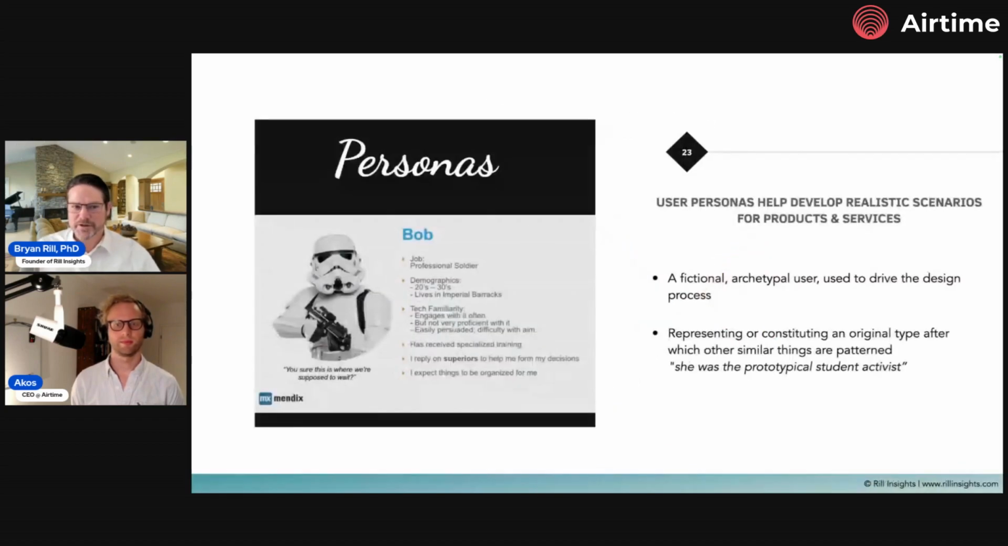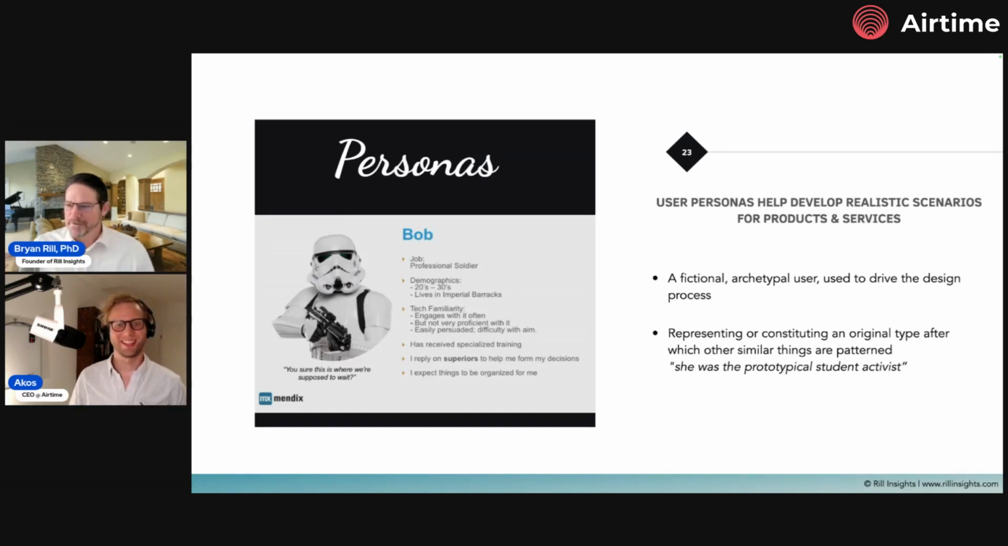So I mentioned we were going to talk about personas, and here we are. Okay. Bob is one of my favorite personas. His job is he's a professional soldier. He has received a lot of specialized training, but he really relies on his superiors to form decisions. And he's very familiar with technology, but he's not very proficient in it because he never hits his target.